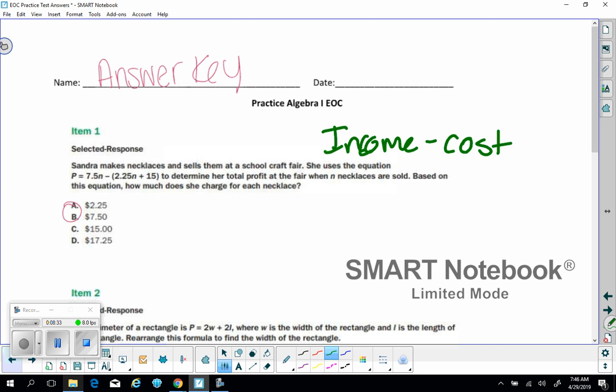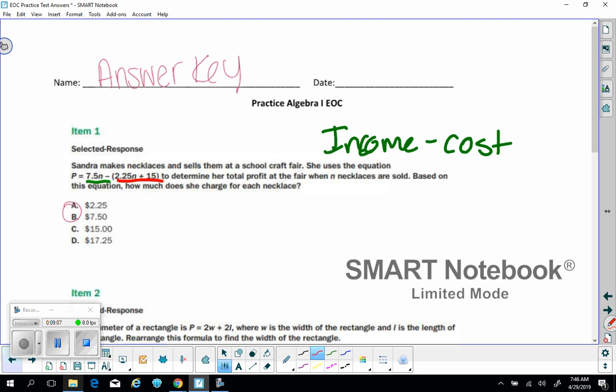So, if we're looking for how much she charges, which part of the equation is how much she charges? The green or the red? The green is how much she charges. So how much does she charge per necklace? 7.5. So that's $7.50. Does that one make sense to y'all?